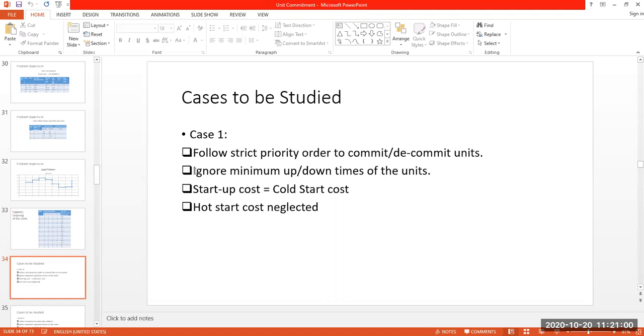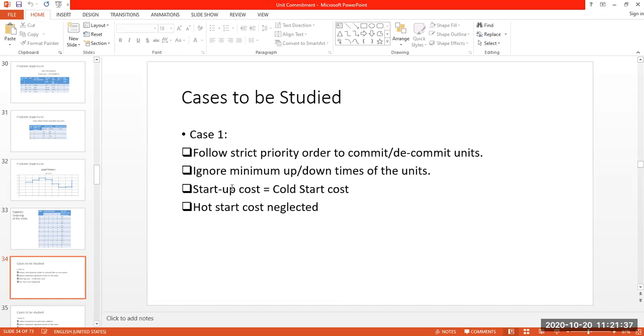Then we ignore any minimum uptime and downtime. So you can say this is a pretty simple case where we are not considering any sort of uptime or downtime. That is to say, at any instant, if I need a unit, I can instantly get it turned on. On the other hand, if I need any unit to be turned off, I can instantly turn it off. I don't have to consider the uptime or downtime associated with the corresponding unit for case number 1.